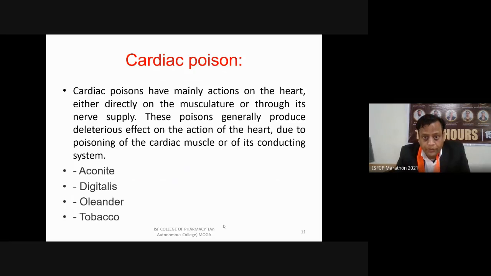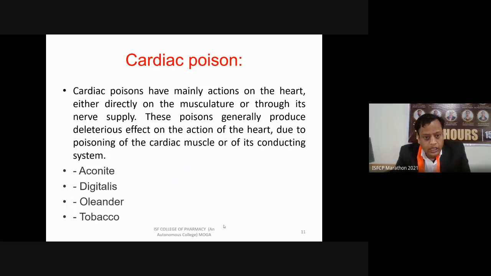So these poisons generally produce a deleterious effect on the action of the heart due to poisoning of the cardiac muscle or of its conducting system. So they disturb the conducting system of the heart, and they produce a very deleterious effect on the different functioning of the heart. They may increase the heart rate or increase the blood pressure. So these are the cardiac poisons.